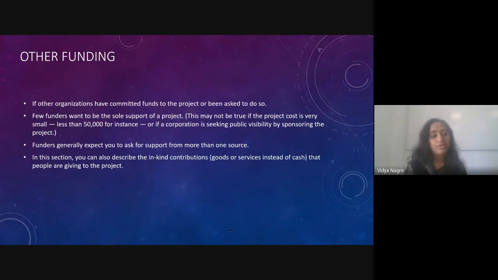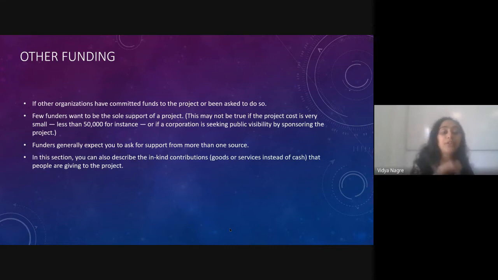Other fundings. Now, this is very important. Other organizations may have committed funds to the project or been asked to do so. What happens if you want large funds is that you can, of course, ask many funders at a time. For example, you need some 15 lakh. So you can ask for 5 lakh from one agency, some 2-3 lakh or some 5 or 10 lakhs from somebody else. In this way also these things happen.